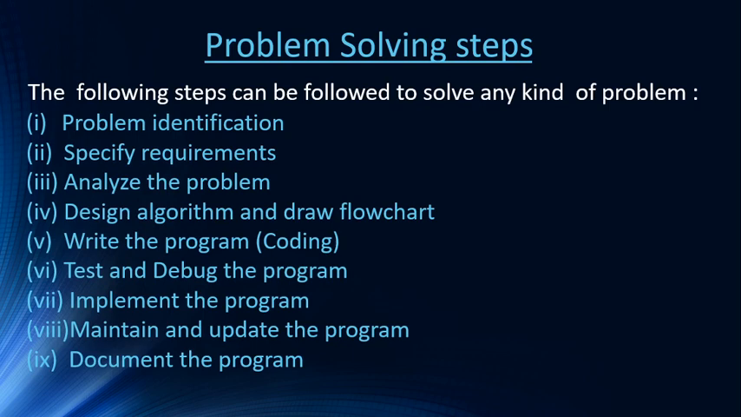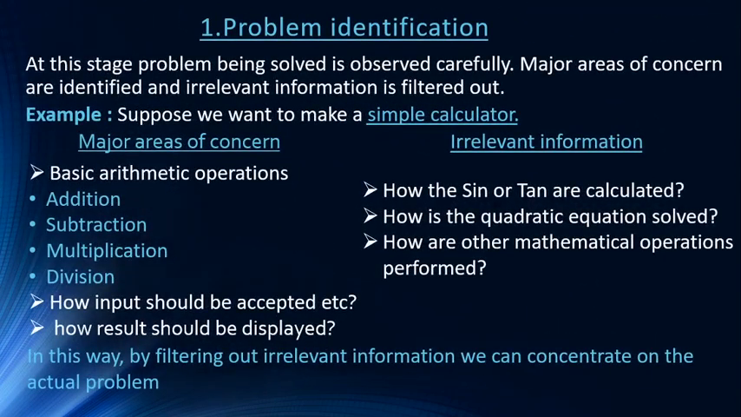Let's see each one separately. First one, problem identification. At this stage, the problem being solved is observed carefully. Major areas of concern are identified and irrelevant information is filtered out.